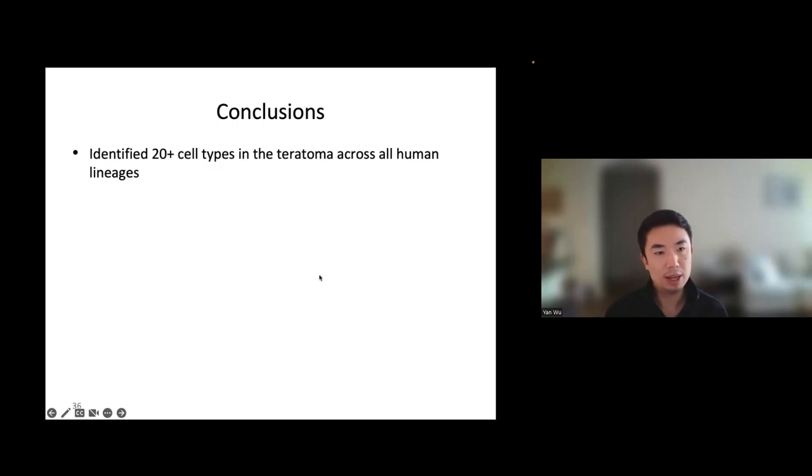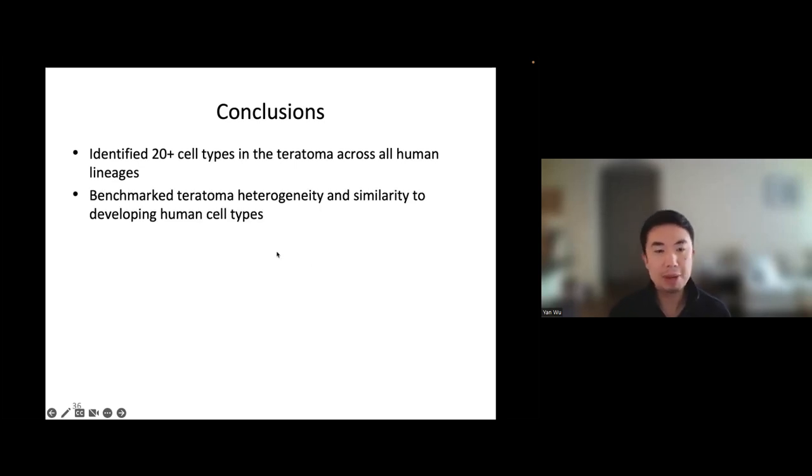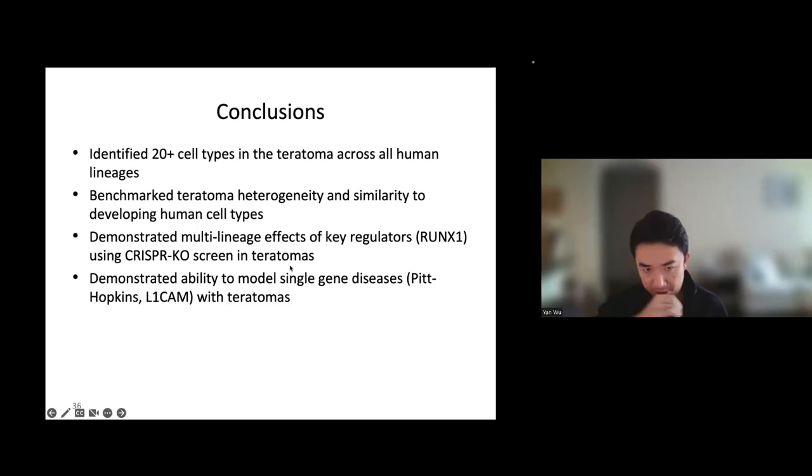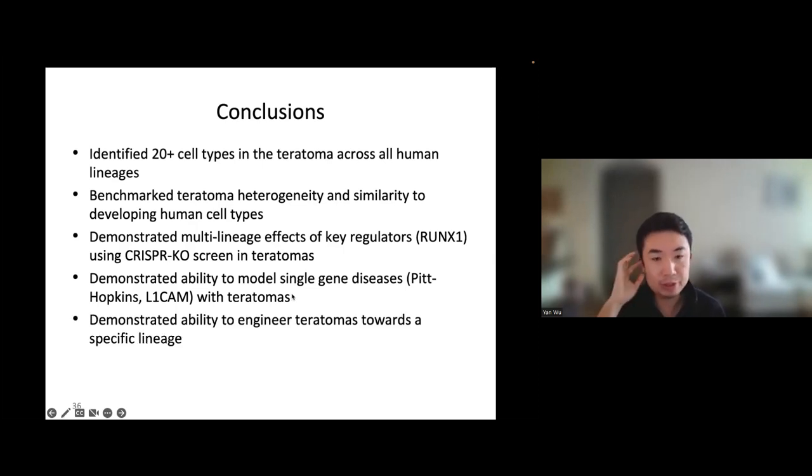So overall, we were able to identify roughly 20 cell types in the teratoma across all three human germ layers. We benchmarked teratoma heterogeneity and similarity to developing human cell types. We demonstrated the multi-lineage effects of key regulators such as RUNX1 using a CRISPR knockout screen in teratomas. We demonstrated the ability to model single gene diseases with teratomas, and we demonstrated the ability to engineer teratomas towards a specific lineage, towards the application of further maturing these cell types.